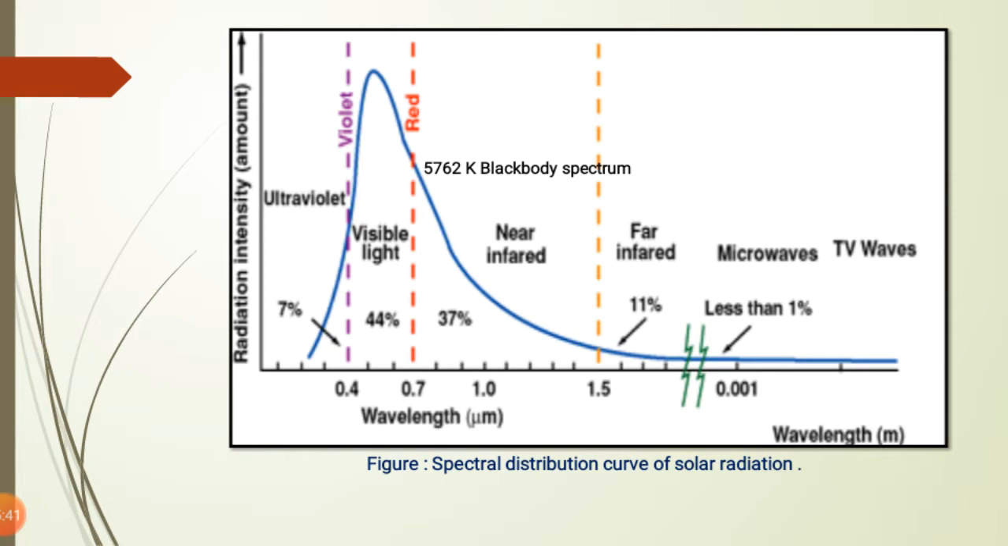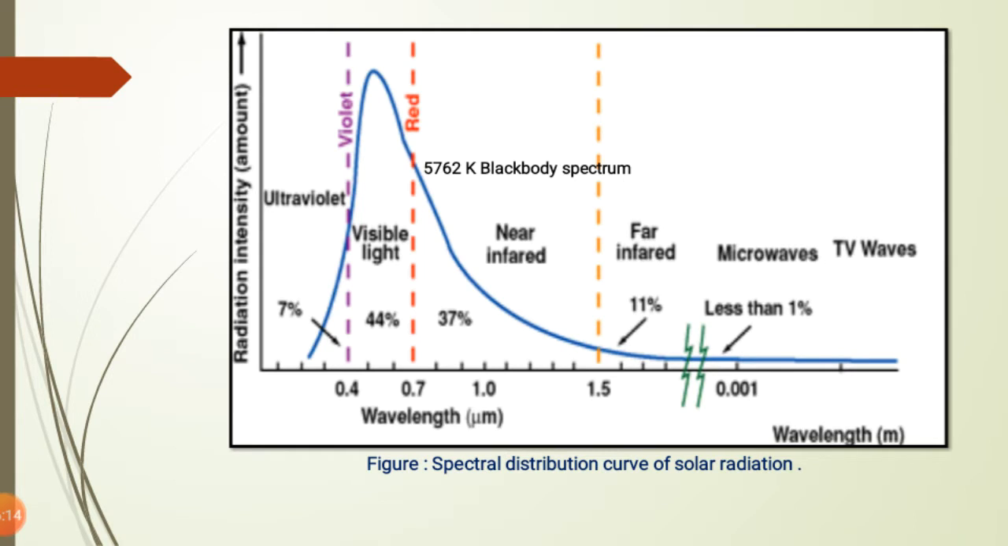Now this graph shows the curve nature. It is the radiation intensity versus the wavelength in micrometers. Along the x-axis there is the wavelength in micrometers, like 0.4 micrometer, 0.7 micrometer, 1.0 micrometer and so on, and along the y-axis there is the radiation intensity, that means the radiation coming from the sun.